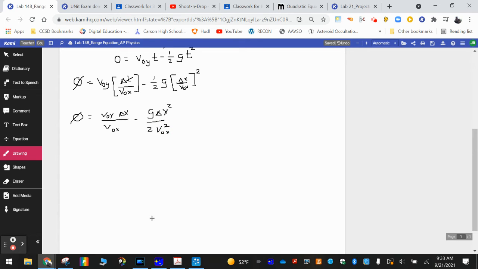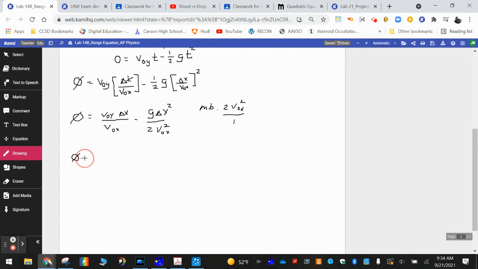Okay. And let's see here. I don't like fractions. I despise fractions. So can I do something to this right now to get rid of fractions? Maybe multiply everything by 2 Vox squared. Yeah. So we're going to multiply by 2 Vox squared, right, over 1. Okay, both sides, everything. So I do that.